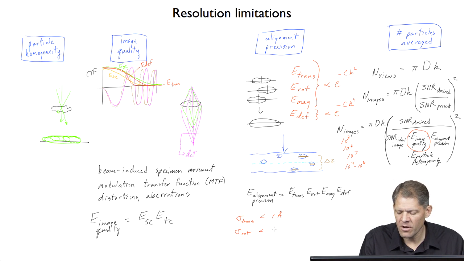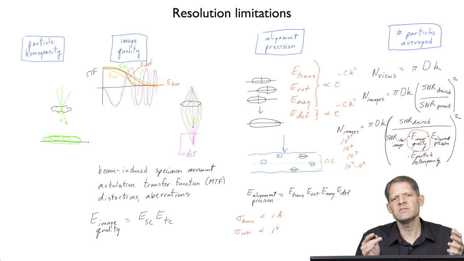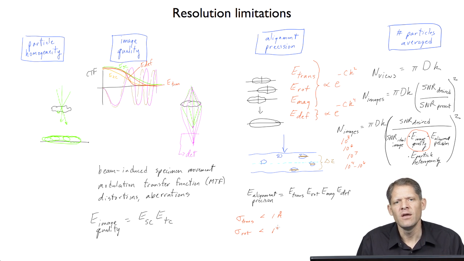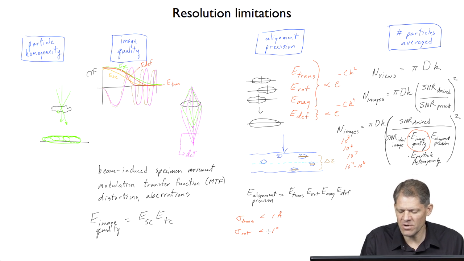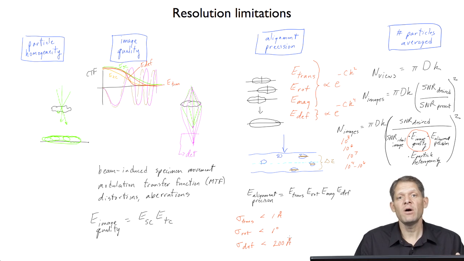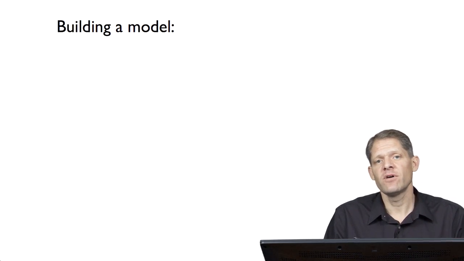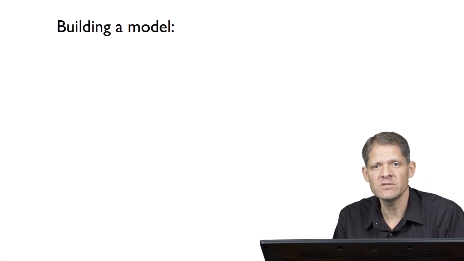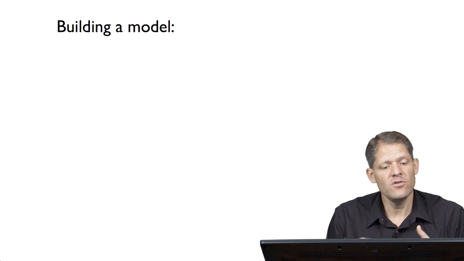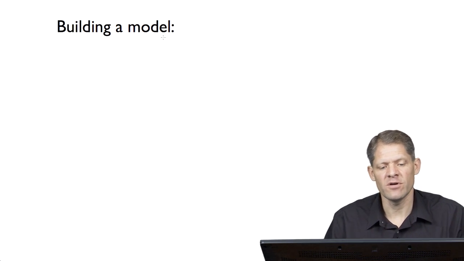This needs to be on order 1 degree or better. It depends on the size of the particle, of course, but that's a target precision that one needs to reach. And a standard deviation of defocus errors that still allows a near atomic resolution reconstruction needs to be less than about 200 angstroms. But with high quality images, these targets have been achieved in many cases now, near atomic resolution reconstructions. So let's assume that in your project you have achieved a reconstruction with near atomic resolution. If that's the case, then you can move on to build a model of your object.